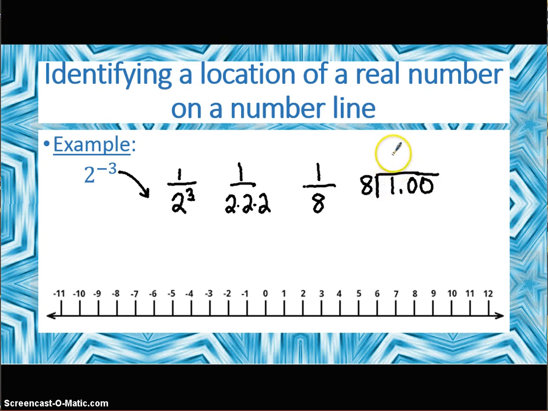8 goes into 1? No. Which makes sense because remember, negative exponents in the numerator indicate a very small amount. 1/8 is a small amount. 8 goes into 10 one time, which is 8. There's 2 left over. Bring down the 0. 8 goes into 20 2 times, which is 16.